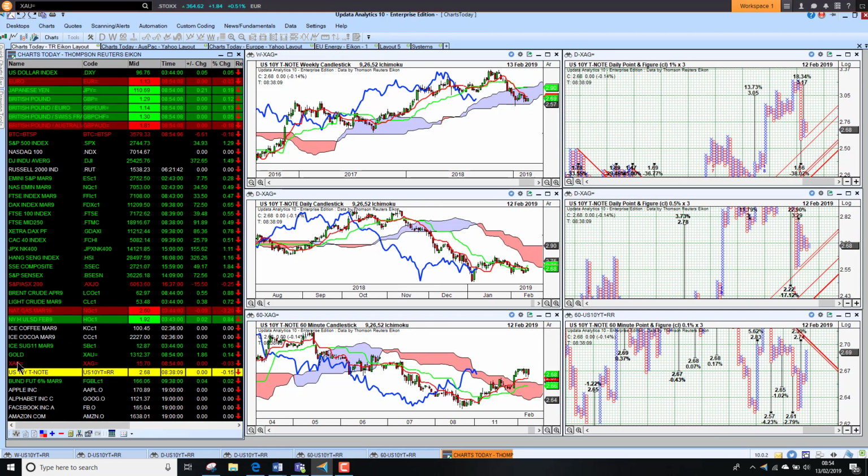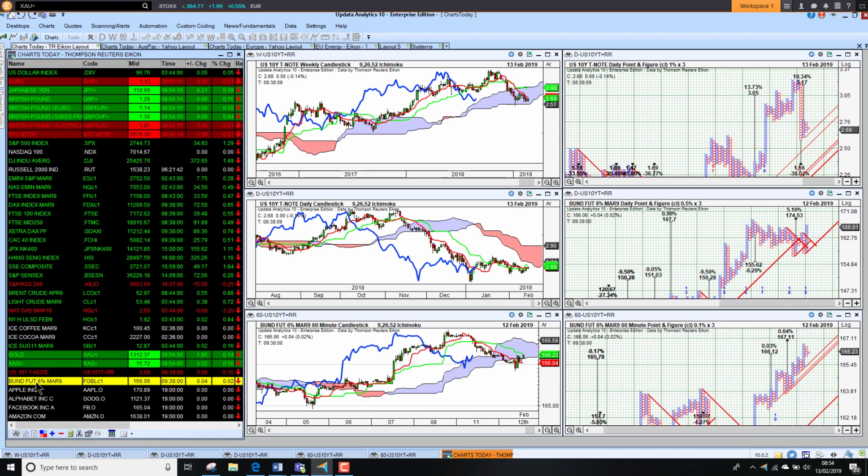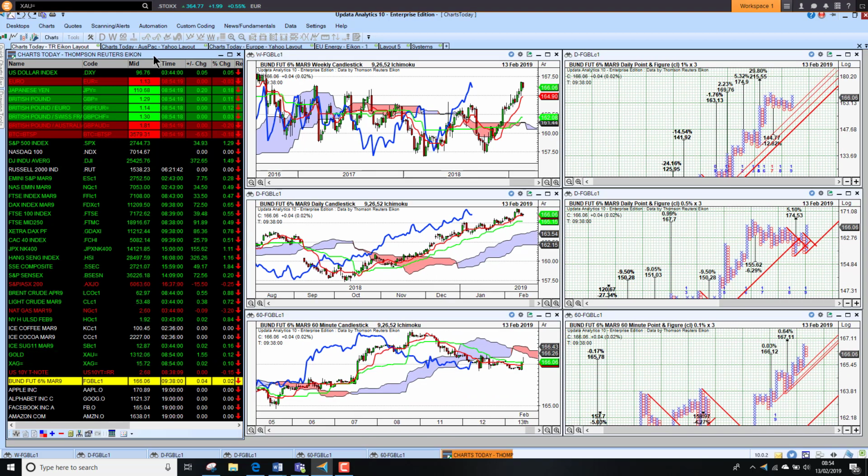US 10-year yields sitting just a little bit better at 2.69% and back into short-term bullish, and German bonds looking strong still on all three time frames.